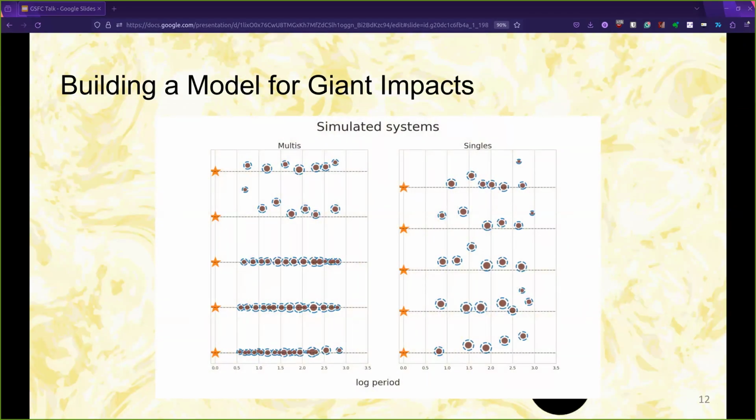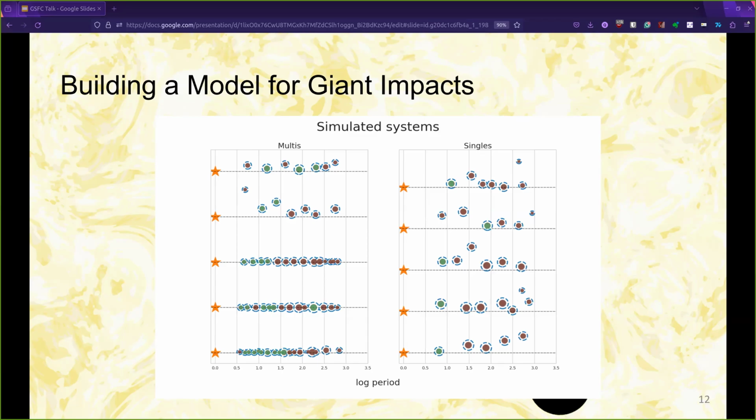So this is an example of some of the systems. On the left, you have the multi-transiting system, so dynamically cool. You have a bunch of planets that are very coplanar. And on the right, you have the singles, where they're much less coplanar.